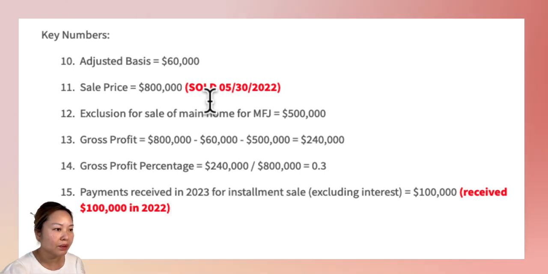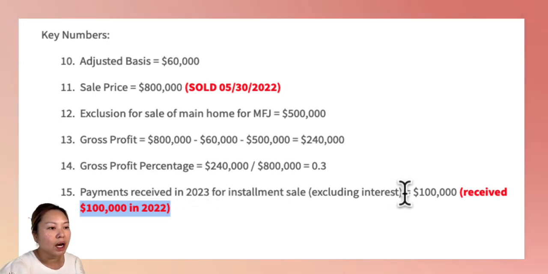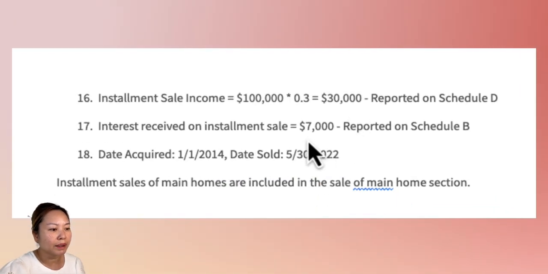And everything still stayed the same, exactly as our previous year 1 example, except for the payment received. Remember in our previous example, in year 1, we already received 100K. So we just say that 100K was from year 2022. And then for this year, year 2, we also received another 100K in 2023. Everything else stayed pretty much the same. And the interest that we received this year is also 7,000.